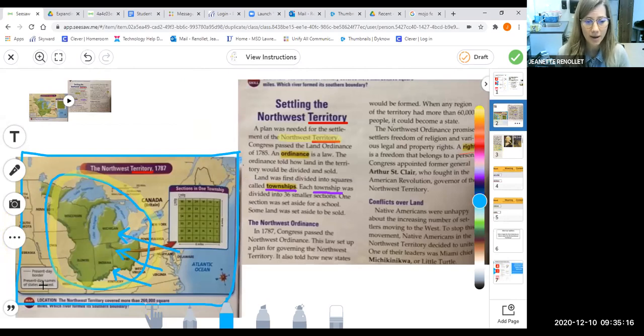So let's go back to our map. I know that Native Americans were living here in these lands. They were living here. And then the colonists moved west and they started having battles. When the Native Americans lost the battles, they signed the Treaty of Greenville and they gave up their land in the Northwest Territory. That is how our country got this section of land.